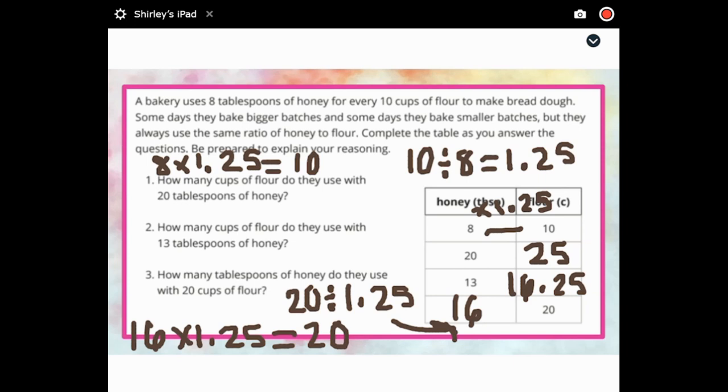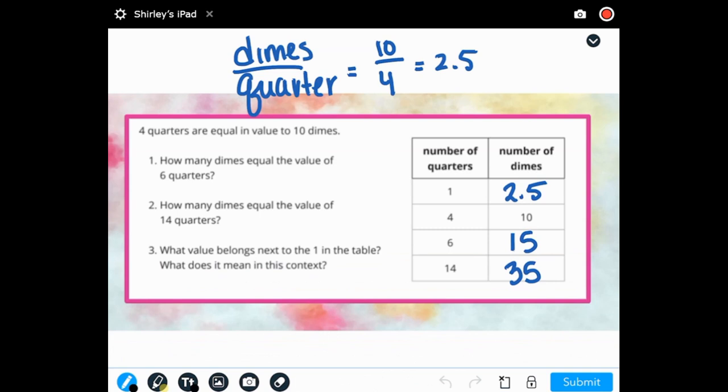Here's the last table that you're going to work on. And then I'm going to share out a summary slide that I'm just going to walk through, to reiterate what you need to take away from today and to make sure we're careful with our fractions. In this problem, you can see that we have 4 quarters equal to 10 dimes. So find your constant of proportionality and then use that to figure out if you have 6 quarters, how many dimes would that equal? Or if you have 14 quarters, how many dimes would that equal?